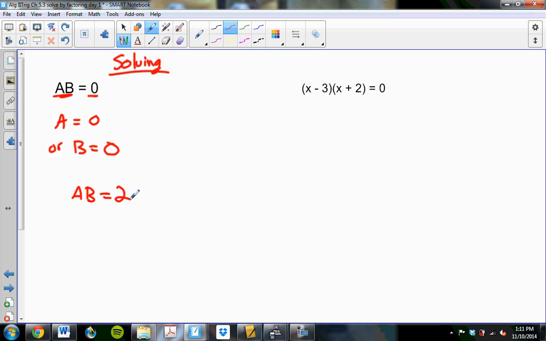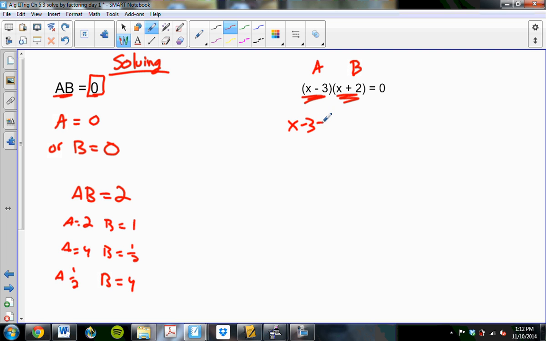If a times b equals 2, then a could be 2 and b could be 1, or a could be 4 and b could be a half, or a could be a half and b could be 4. It could be anything. If a times b equals 2, we don't know anything about a or b. But if a times b equals 0, then we know either a or b must be 0. Well, that's an important idea once you factor, because here it's like this is a and this is b. And so if a times b equals 0, I know that either this is 0 or that this is 0.